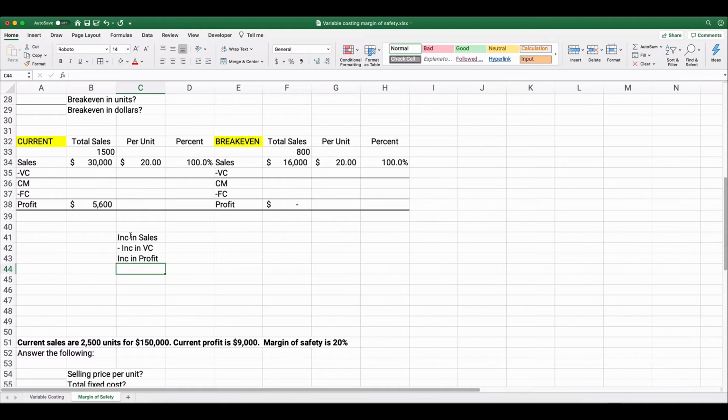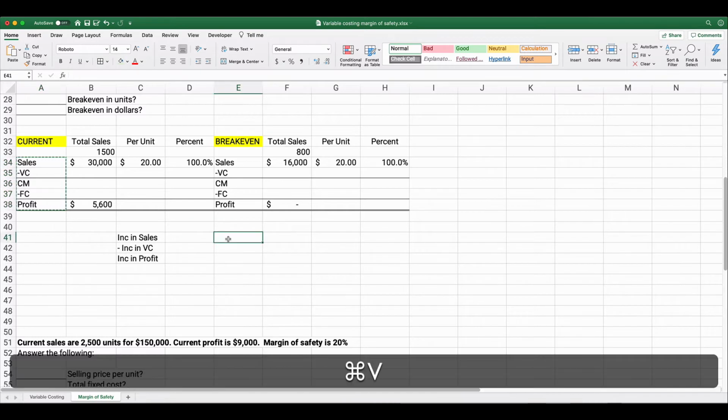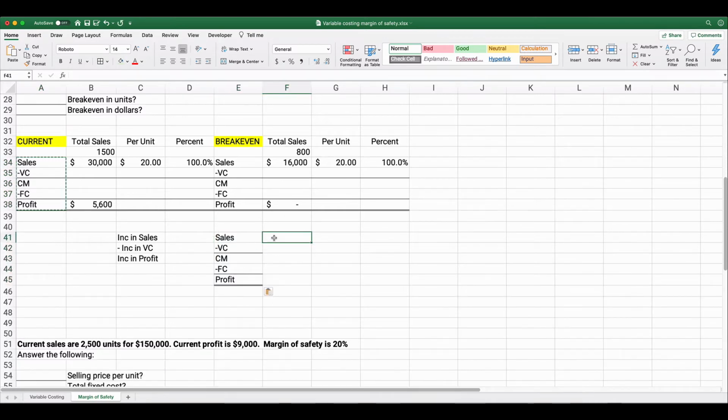Now, how are we able to ignore fixed costs? Because we're assuming fixed cost is the same. If you want to think about it this way, let me show you. Here's our sales. So let's just look at the change.